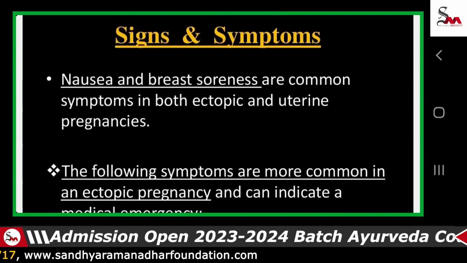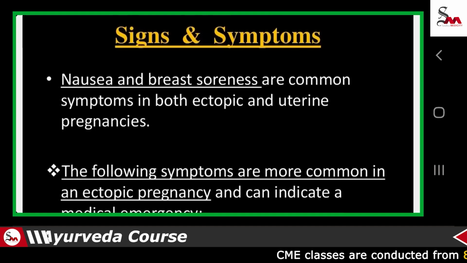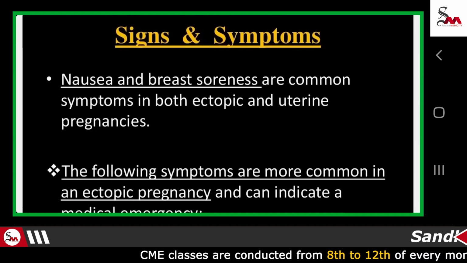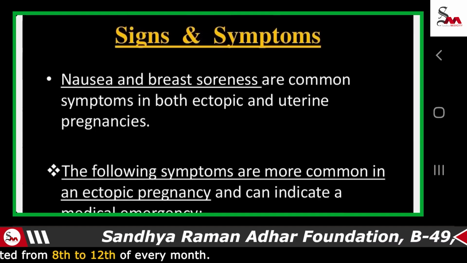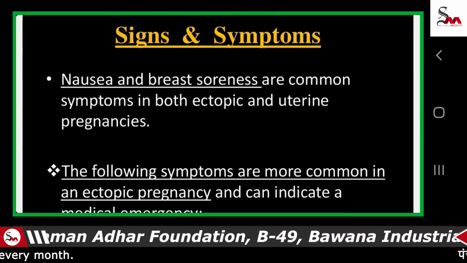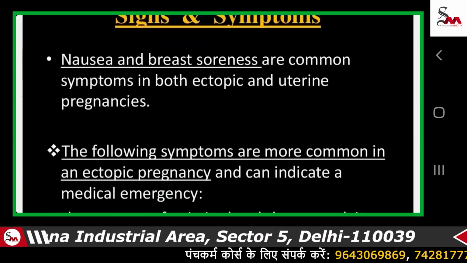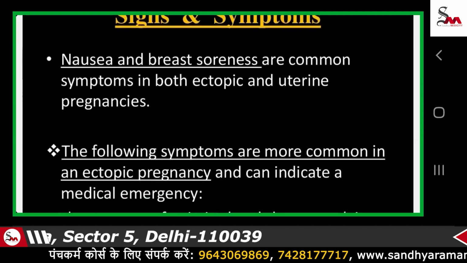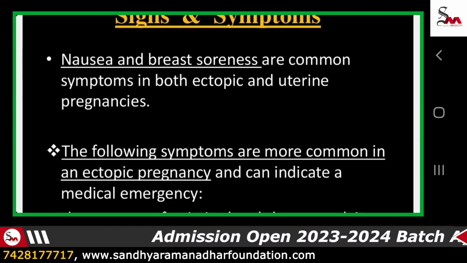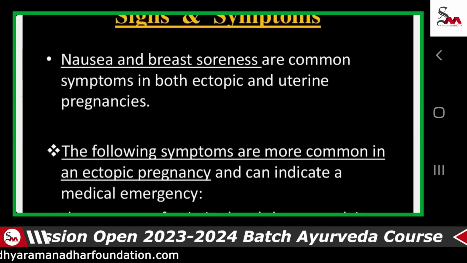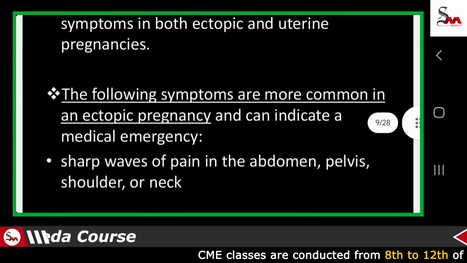But what are the signs and symptoms? Nausea and breast soreness are the common symptoms of both ectopic and normal uterine pregnancy. It is a common sign of pregnancy. And during ultrasonic imaging and other technologies, we can find out that it is ectopic. Sometimes the following symptoms emerge: a sharp wave of pain in the abdomen, pelvis, shoulder, or neck.